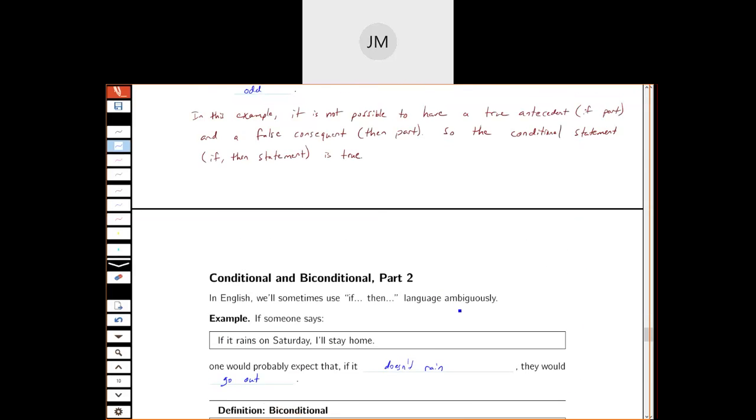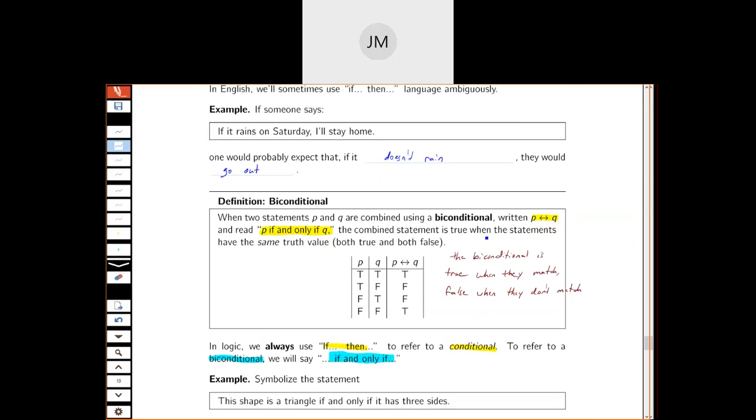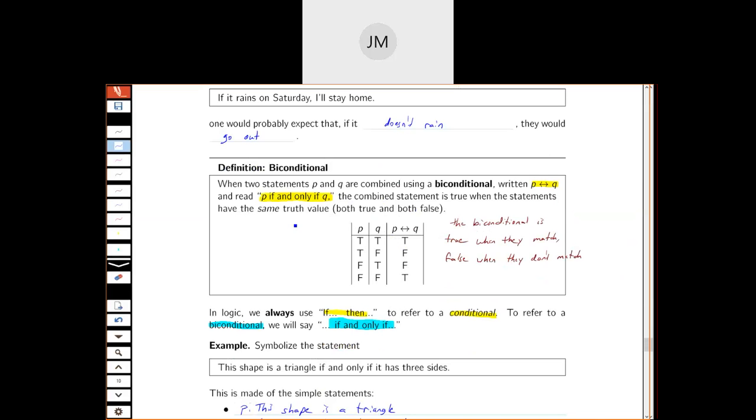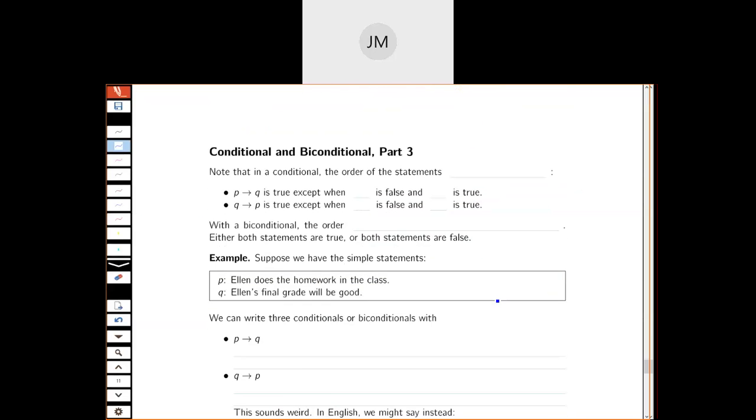So we have the conditional statement, if P then Q, right? And you can think of this as being like a promise. When you have the P, you're guaranteed Q. If you don't have the P, you don't know what's going on, so we'll just say that the conditional is true by default. The biconditional is saying if you have one, you have the other. Again, this is symmetric. The order doesn't matter. If they both match, you get that they're true, and when they don't match, the biconditional is false.